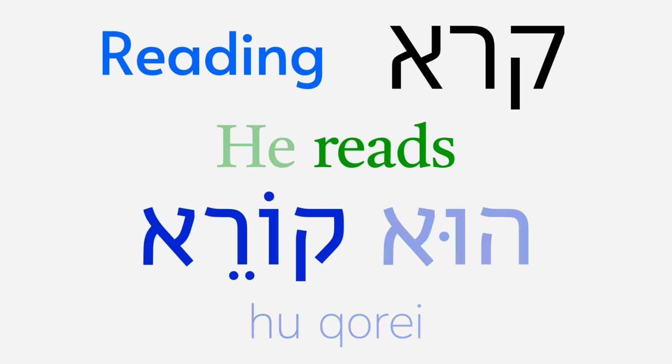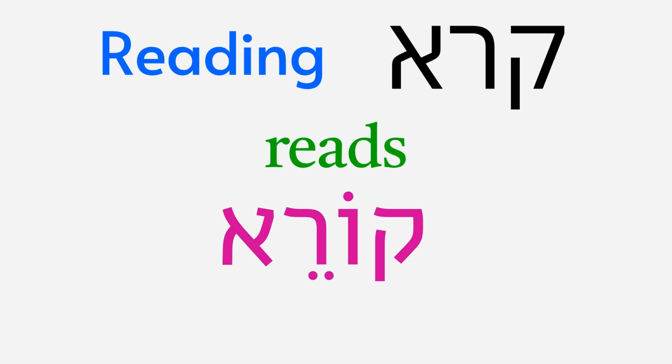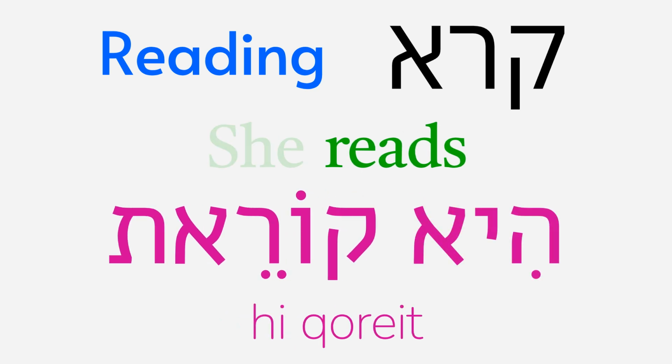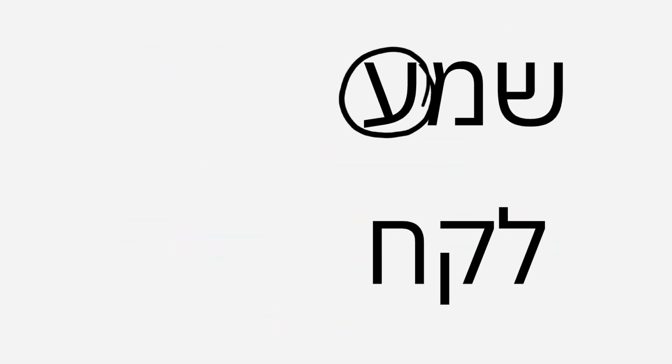Usually to make the feminine singular form of the present tense, we take this masculine singular form, shorten the tsere to a segol, and add another segol and a tav. But with roots that end with aleph, the only thing we do is add a tav. We keep the tsere and add no segol. Koret, reads in feminine singular form. Hi koret, she reads.